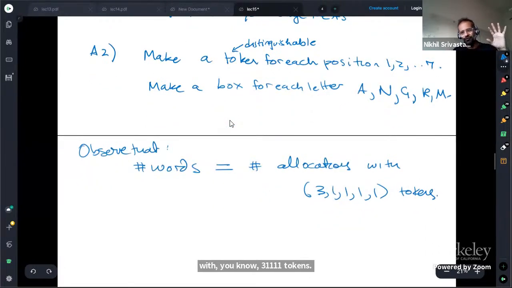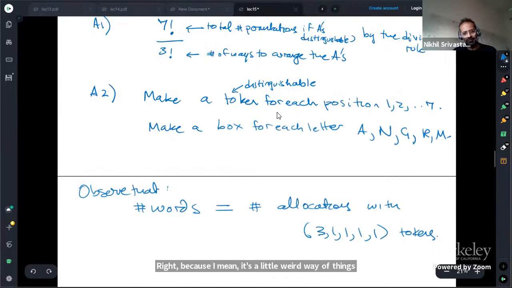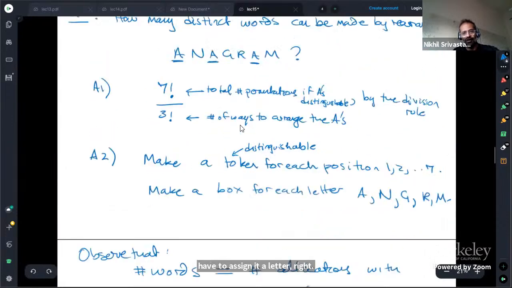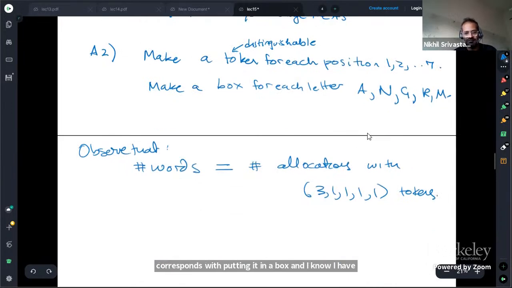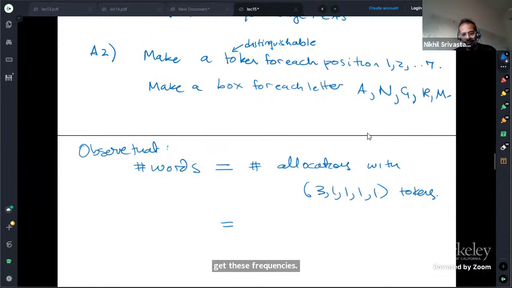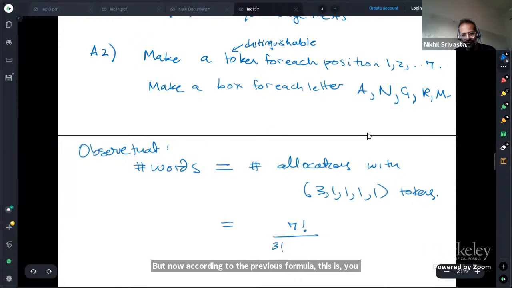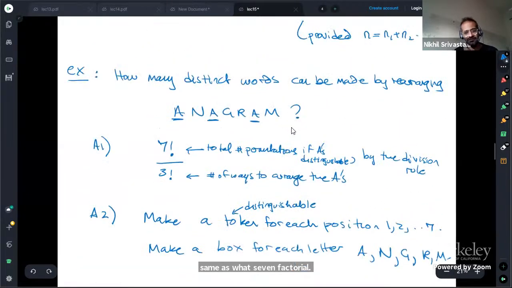Right? Because, it's a bit of a weird way of thinking. I'm thinking, for each position, I have to assign it a letter, right? That corresponds to putting it in a box. And I know I have 3 A's, so I have to assign A 3 times. That's why I get these frequencies. But now, according to the previous formula, this is 7 factorial over 3 factorial times 1 factorial, 1 factorial, 1 factorial, 1 factorial, which is the same answer, 7 factorial over 3 factorial.